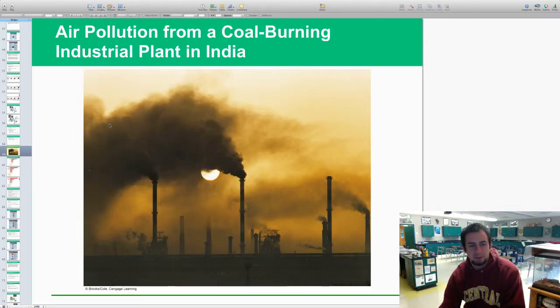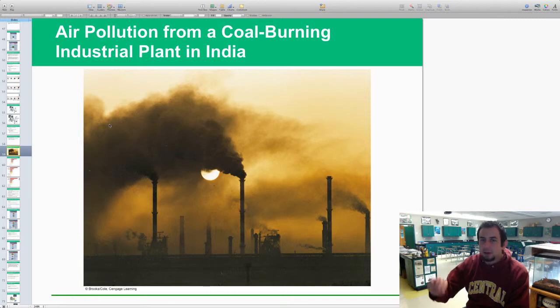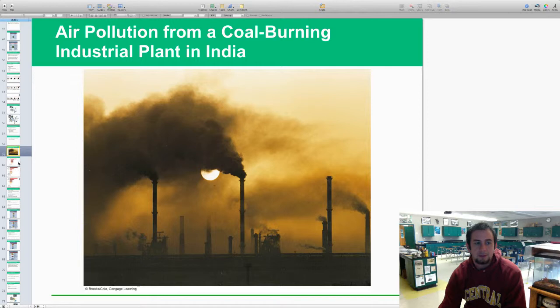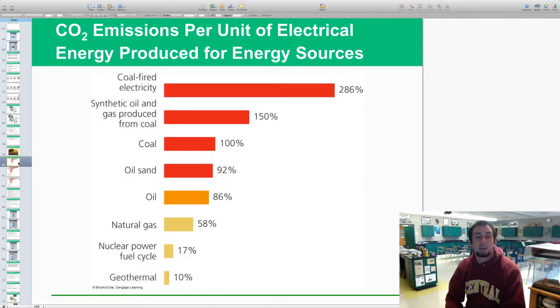This is a picture from the past of the air pollution from coal burning at an industrial plant in India. Again, India might not have the same filtration systems that we have here in the United States, but it is still coal in general. Burning it is dirty. Let's see, it's about CO2 emissions, because it is about global warming. We've talked about that last chapter.